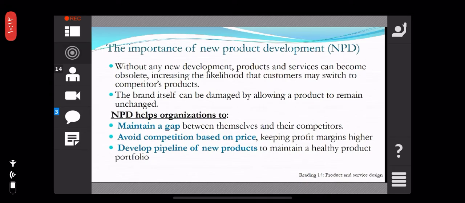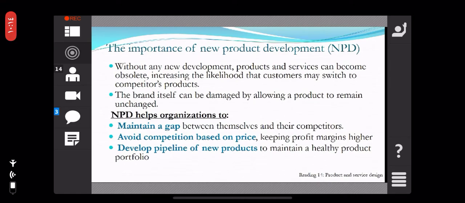The third one is to develop a pipeline of new products to maintain a healthy product portfolio. Portfolio is basically a plan. New product development also helps organizations develop a pipeline of new products, meaning that you are continuously passing through the research process. So this helps the organization maintain a healthy product portfolio.